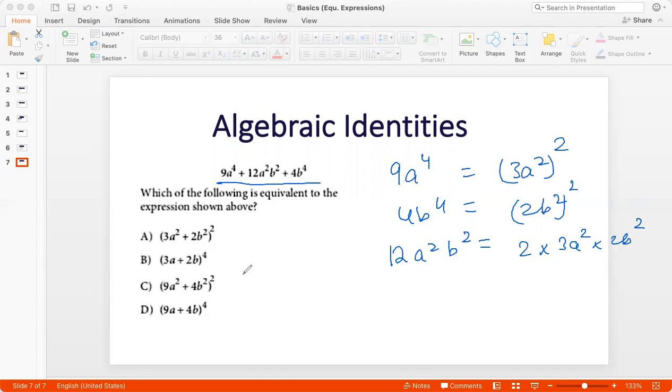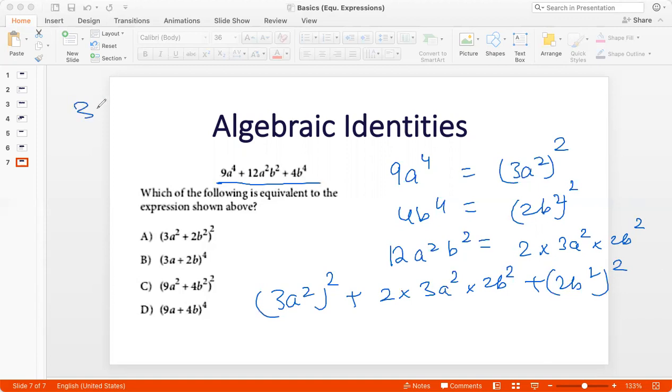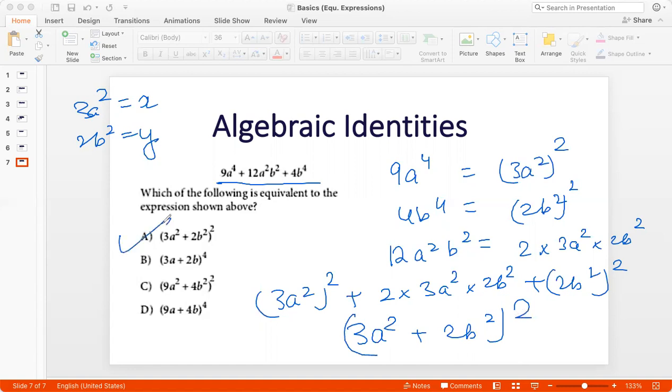So then this expression effectively becomes 3a squared the whole squared plus 2 times 3a squared times 2b squared plus 2b squared the whole squared. So if we take 3a squared as x and 2b squared as y, then this is x squared plus 2xy plus y squared, which is x plus y the whole squared. So x plus y the whole squared would be 3a squared plus 2b squared the whole squared, and that is option A. So that is how you have to manipulate the expression to get the desired result.